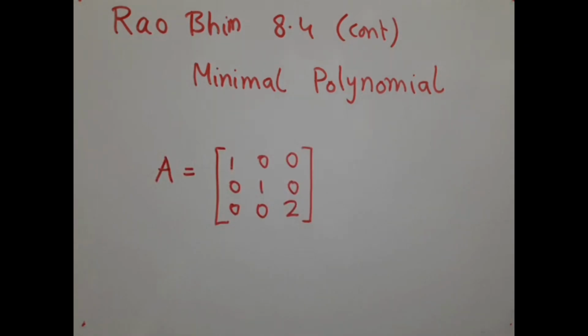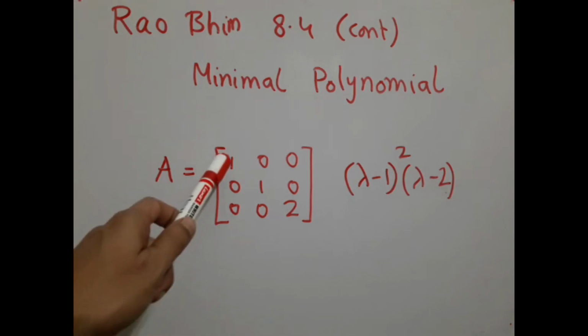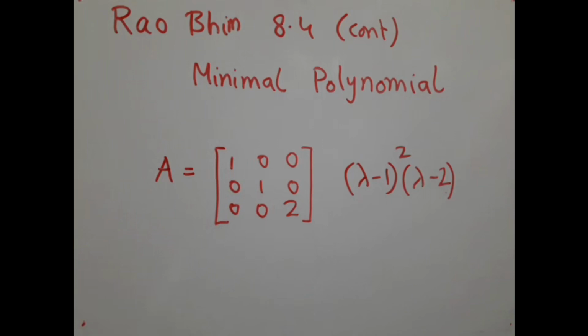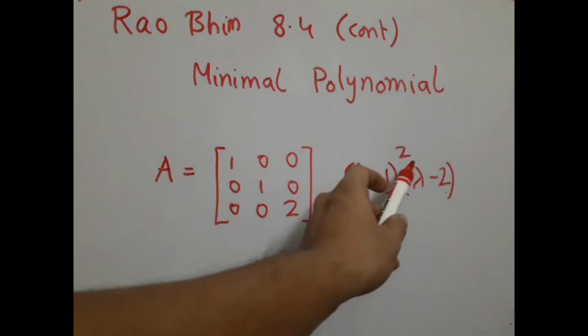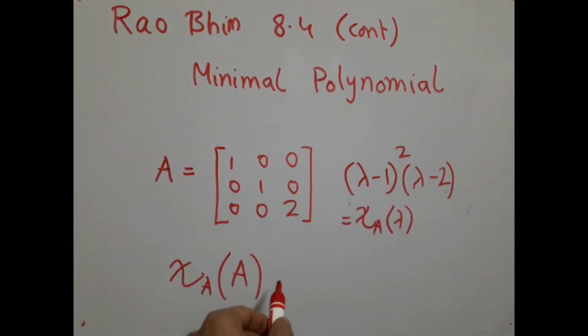To motivate minimal polynomials, we consider this 3 by 3 matrix. We have already seen that if I take its characteristic polynomial, which is (lambda minus 1) whole square times (lambda minus 2), because we have got these two diagonal entries equal to 1 and one diagonal entry equal to 2. So if I evaluate this polynomial at this matrix, then I shall get the 0 matrix. So this is an annihilating polynomial for A.